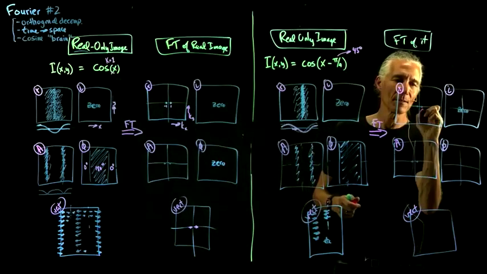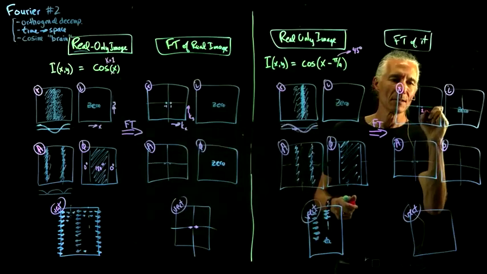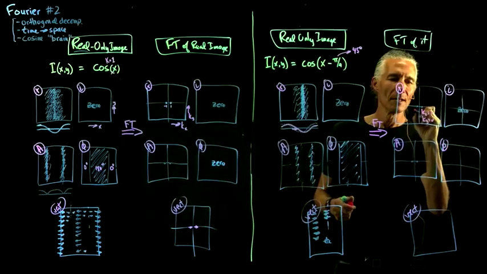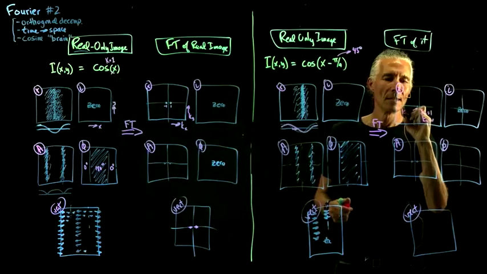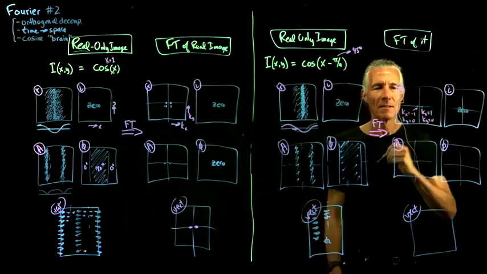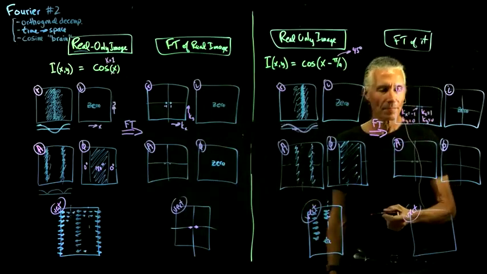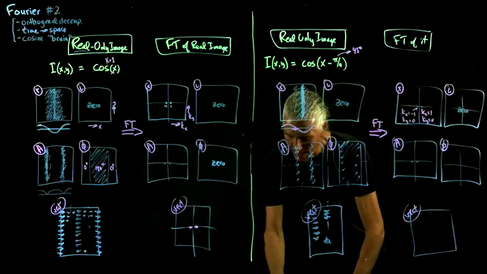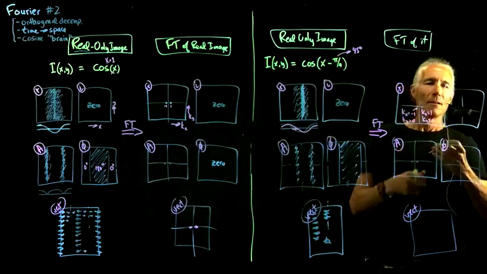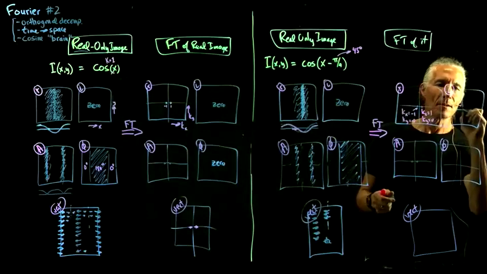So here's spatial frequency 1, that's kx equals 1, ky equals 0. And then this guy is kx equals -1, ky equals 0. So that's going to be the same. But now what's going to happen is, we're also going to have an imaginary part.